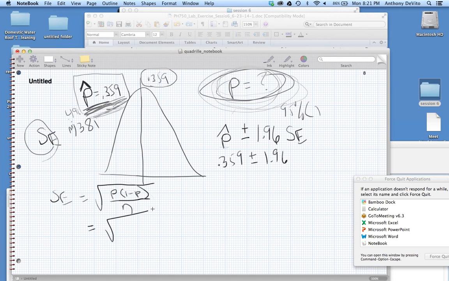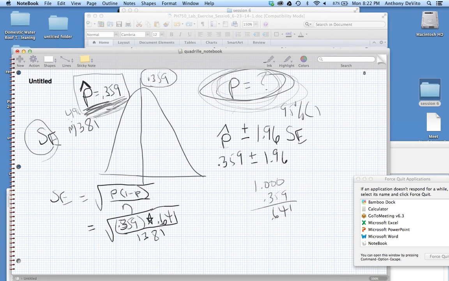It's equal to the square root of, well, what is it? 0.359 times 1 minus P, right? Well, that's 1 minus 0.359, which is going to be 0.641, over the sample size, which was 1,381.